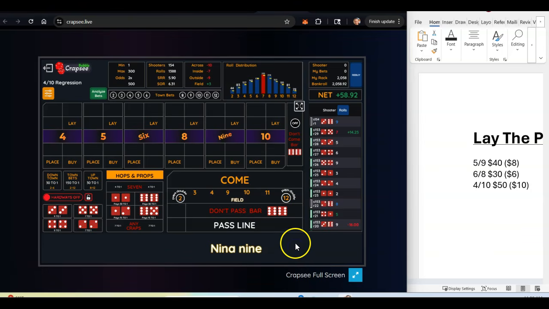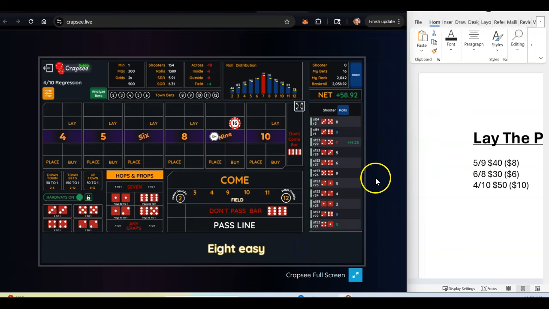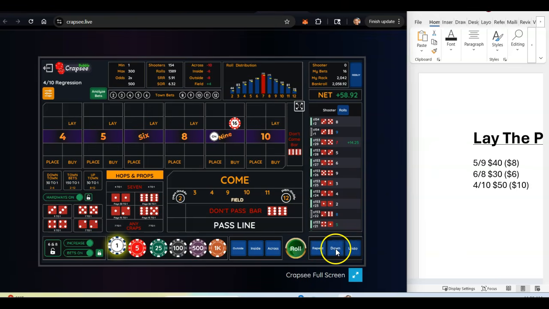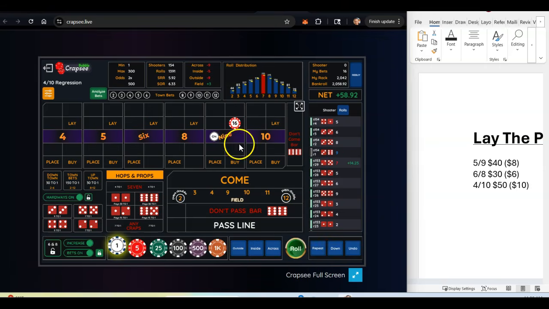Nina 9. There it is, which has not worked well for us, but it's a level 2 9, which is 16. So we've had some issues with the 9. But remember, the 7 is a huge favorite over the 9. 8 easy. Short-term variance should not make the decision in regards to what you're doing. 6 hard. The 7 will win out. Fever always 5.